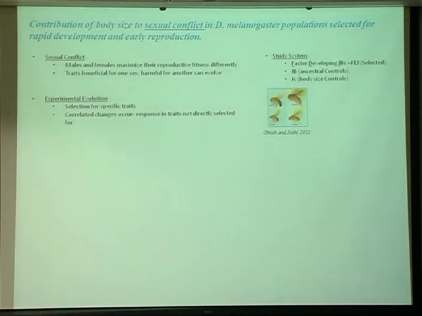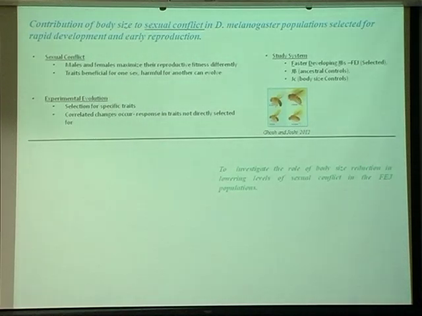Some earlier work had suggested that there might be changes in the levels of sexual conflict in these selected populations. Therefore, I wanted to see what the contribution of body size reduction was to this. For that, I used something called JC, which is basically a body size control: flies that genetically belong to the same background as the controls, but are of the same size as the selected populations.